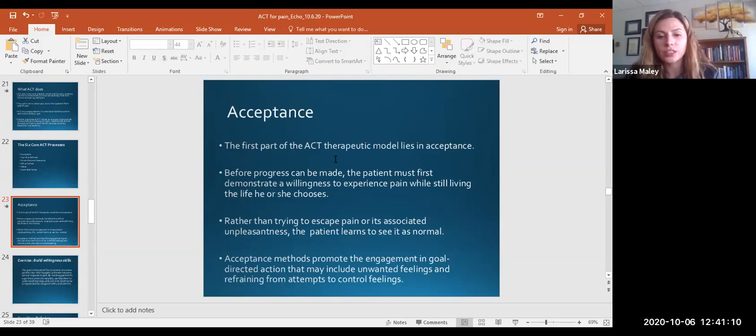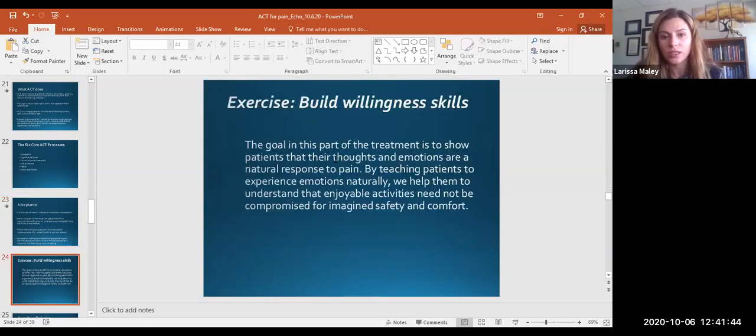You want to help patients, through various techniques, demonstrate willingness to experience the pain they have. So rather than trying to escape whatever the unpleasantness is, you teach them to learn that it's okay, that it's normal to want to avoid it, but that the avoidance is making it worse. So acceptance techniques are geared to promote engagement in whatever the goal-directed action is going to be that you will identify, and have them stop utilizing avoidance or control strategies to manage those unwanted feelings.